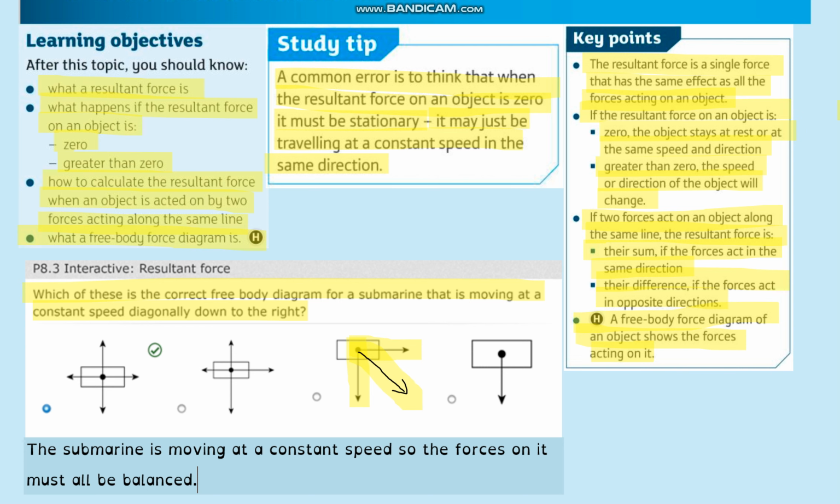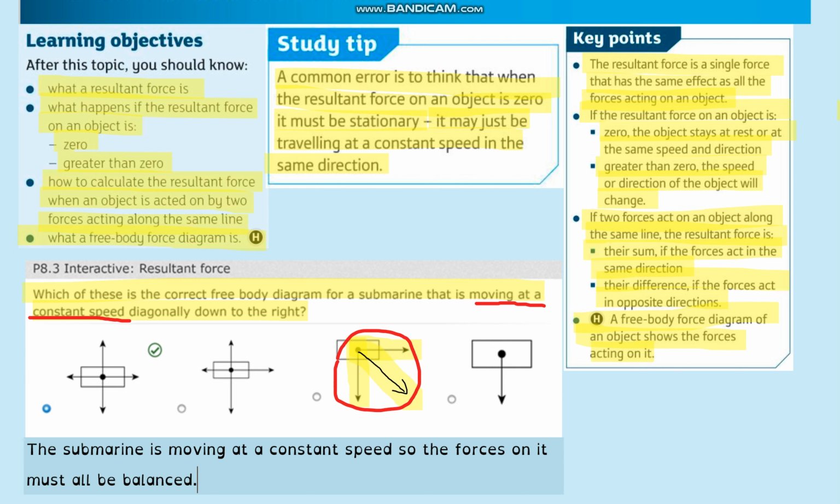However, it says moving at a constant speed, and it's this moving at a constant speed which is the key to getting this question right. If it was this diagram here, if that was the correct one, well, that shows acceleration diagonally down to the right, not a constant speed.